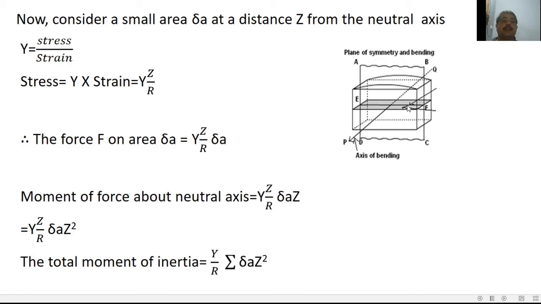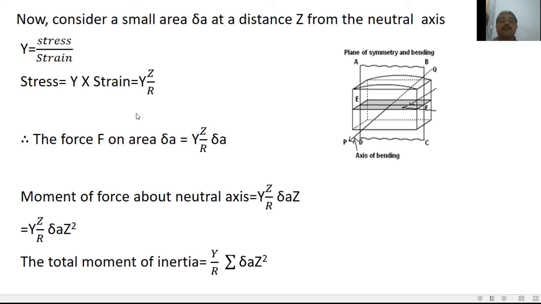Now consider a small area delta A at a distance z from the neutral axis. Then from the definition of Young's modulus, we know that Young's modulus is equal to normal stress by longitudinal strain, or this expression can be written as stress is equal to Y into strain. But we know the value of strain. The strain is z by r, hence it becomes Y into z by r.